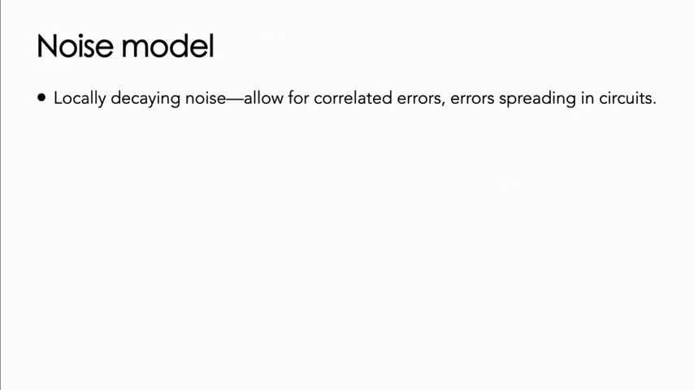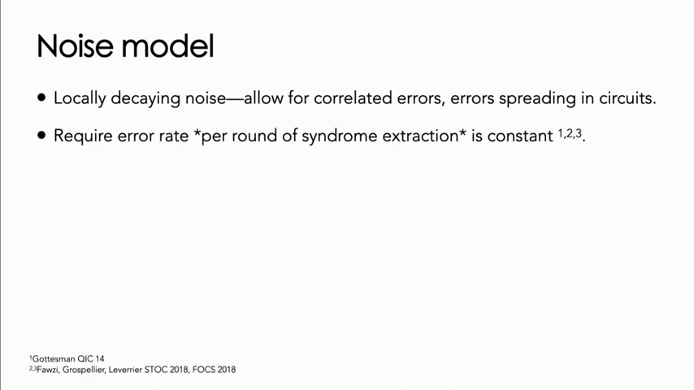Okay. So what noise model are we working with? We are working with a locally decaying noise model. And what that means is that we allow for very general sorts of errors to occur. This sort of error model can allow for correlated errors and helps us understand also errors that can spread inside circuits. And what it means is that the only constraint on the errors that occur is that the probability of an error is inversely proportional to its size. So the larger the error, the less likely it is to occur. But subject to that constraint, anything can happen.